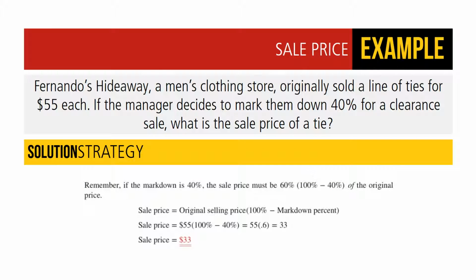Apply that formula to determine sale price. A men's clothing store originally sold a line of ties for $55 each. If the manager decides to mark them down 40% for a clearance sale, what is the sales price of the tie? Here's our solution strategy. Remember, if the markdown is 40%, the sales price must be 60%, 100 minus 40, of the original price. So, sale price equals original selling price times 100% minus markdown percent. In this case, our sale price is going to be the $55 original selling price times 100% minus 40%, or 55 times 0.6. That gives us a total sale price of $33.